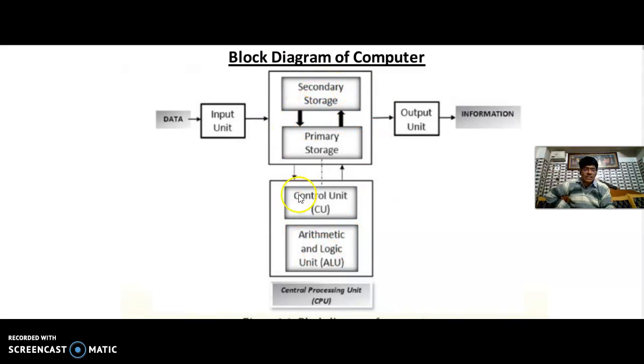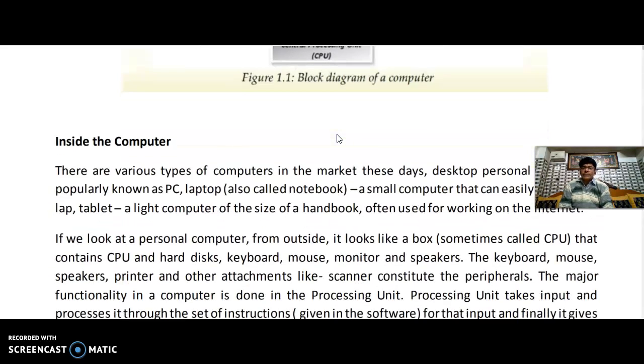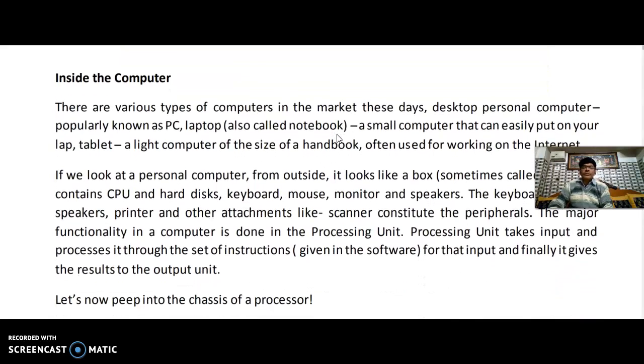What is there inside the central processing unit? The arithmetic logical unit, the control unit, and this is the processor, and then primary storage and secondary storage. Primary storage is RAM and ROM. RAM is your memory, and then ROM, read-only memory, is also there, and secondary storage is your hard disks or CD-ROM, whatever that is. Okay, so that is the block diagram.